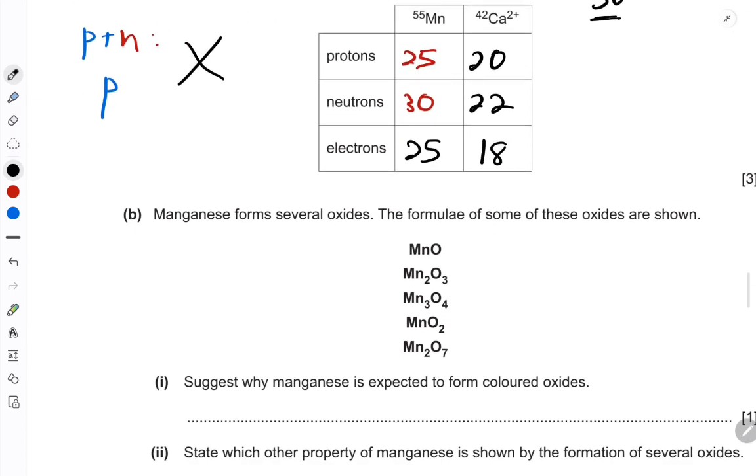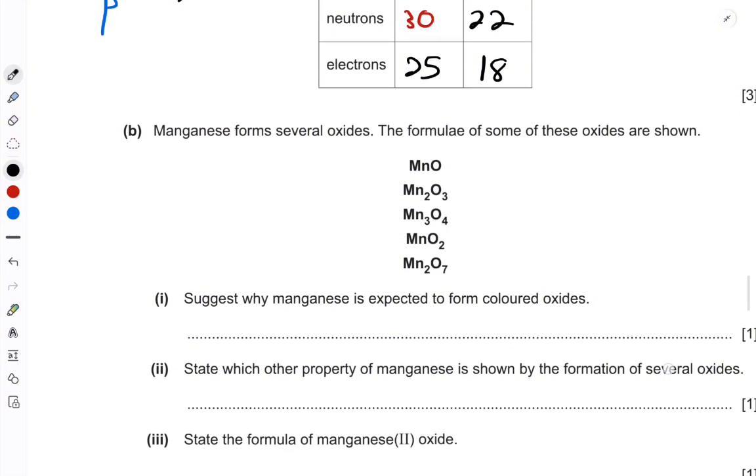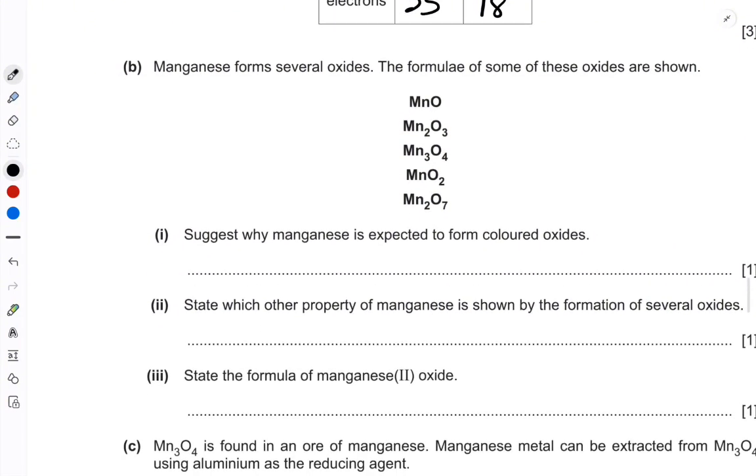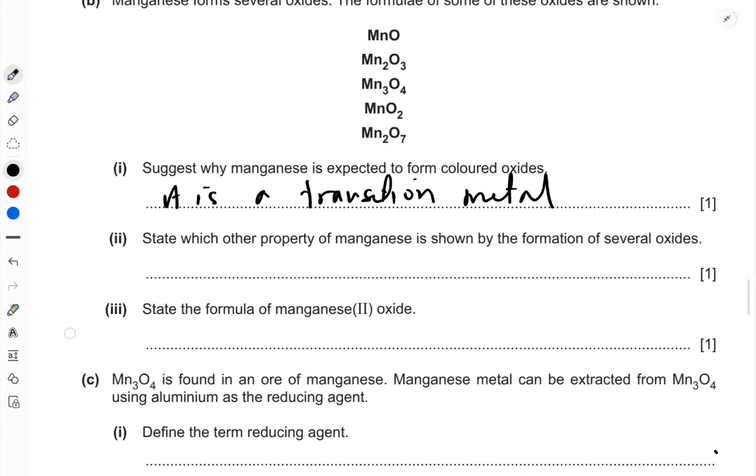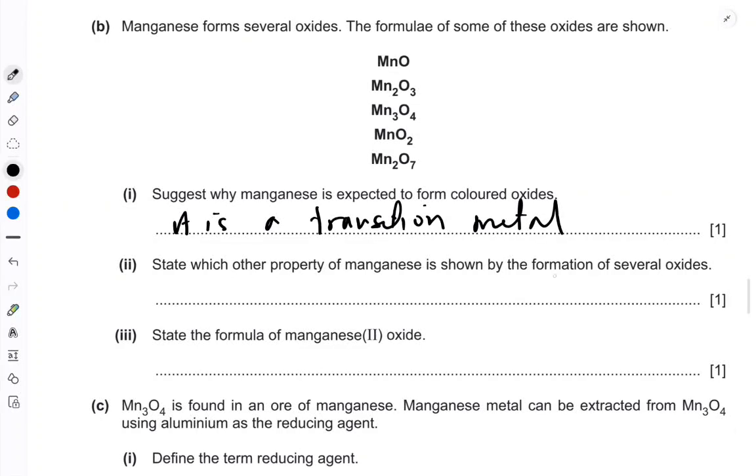Now, manganese forms several oxides. The formulas of these oxides are shown. State why manganese is expected to do this. Of course, this is because it is a transition metal or element. Remember, iron 2, iron 3, copper 2, copper 1, all of them are colored ions, typical of transition metals. State which other property of manganese is shown by the formation. It has multiple oxidation states.